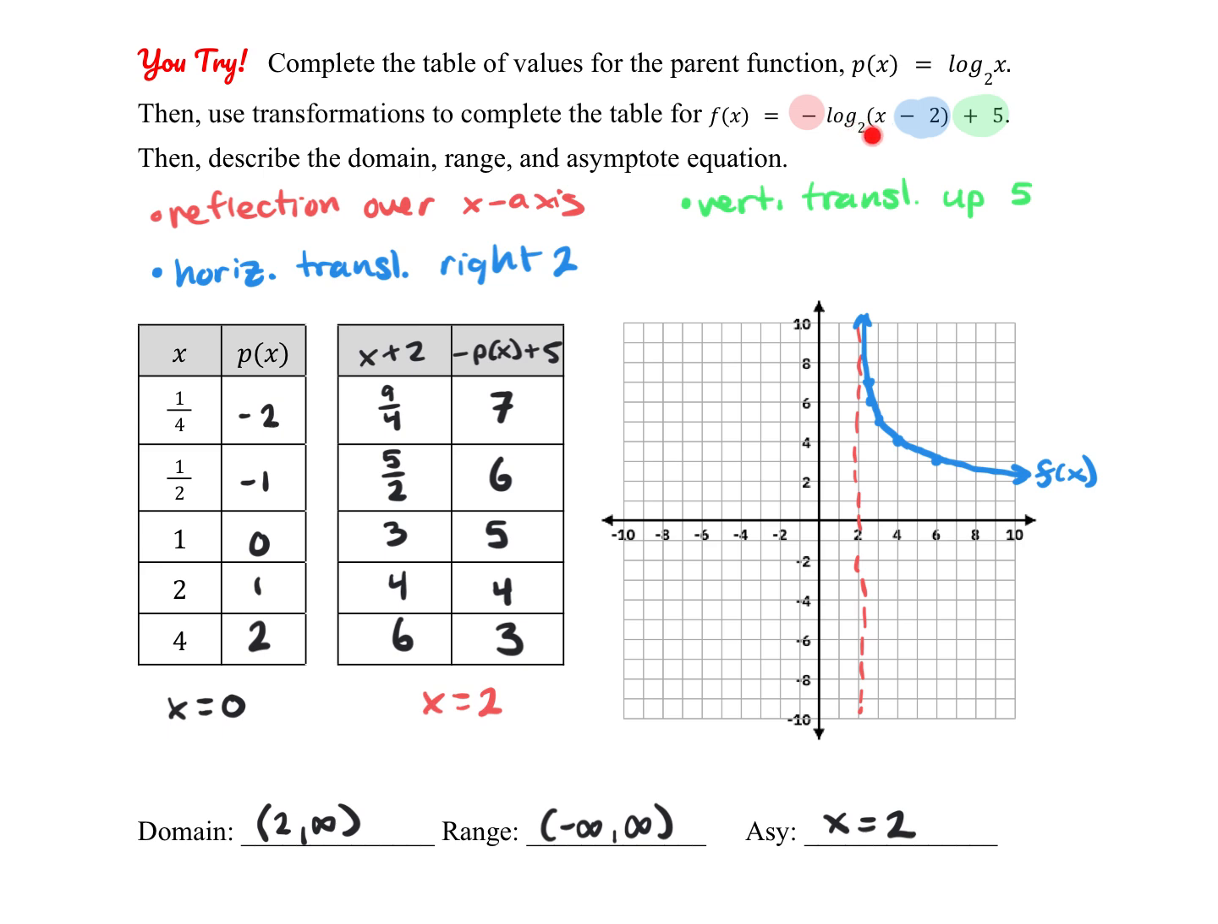And I know here our base is greater than 1, so maybe you're wondering, well, why do I have a decreasing graph? And that is because of that reflection over the x-axis. So it went from increasing like this to decreasing, and then shifted right and up.